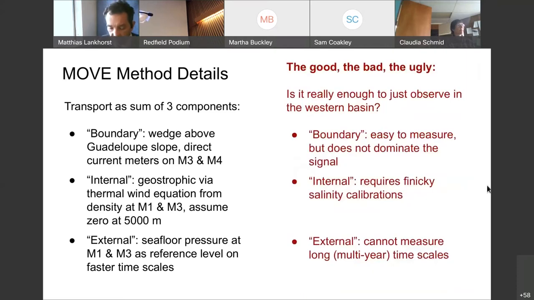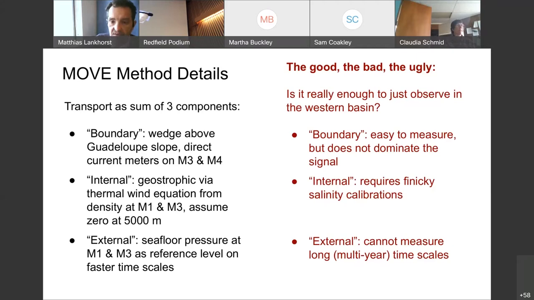Now, the good, the bad, and the ugly. There is the assumption that just this western basin and that restricted depth range actually tells us something important about the AMOC. Is it really enough? Do we learn something from that? That is an assumption that goes into the array. And then for the boundary current, that is relatively easy to measure, but it does not matter all that much. It does not dominate the signal. The internal transport dominates the signal. And if you care about that, you're forever calibrating salinity instruments.